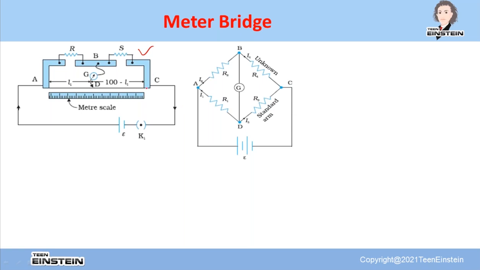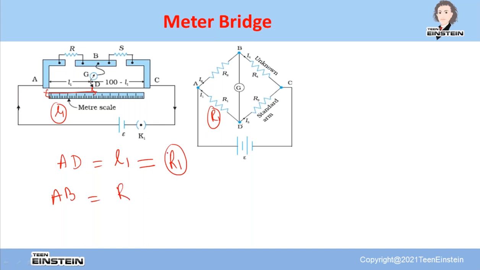So now we can see if the jockey is tapped over here at D. So AD, this certain length, suppose this is L1 length. This L1 will act as one of the arms. Between A and D, this is R1. Right? So AD, the length L1, will be equivalent to your R1 arm or first arm. Then look, AB, between A, B, C, this R is the given unknown resistance.